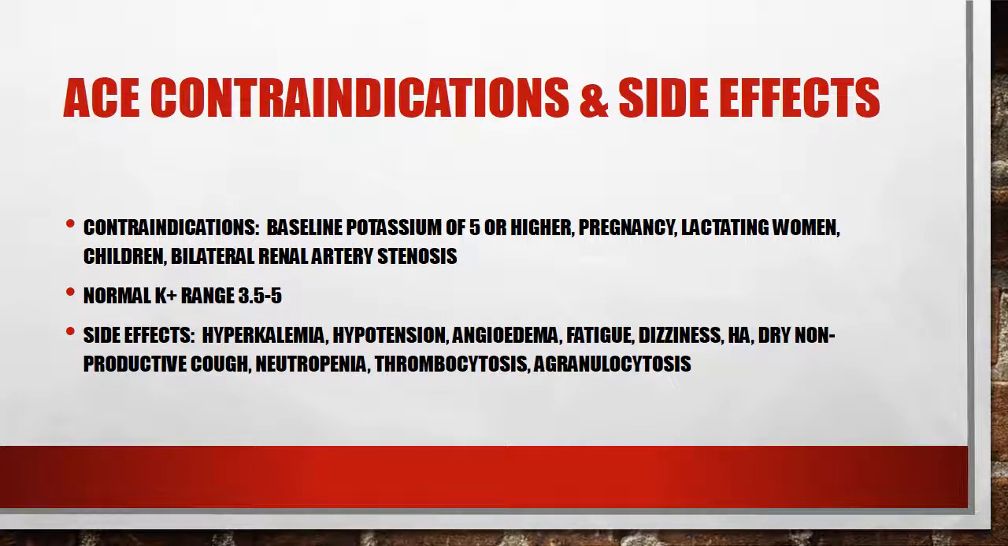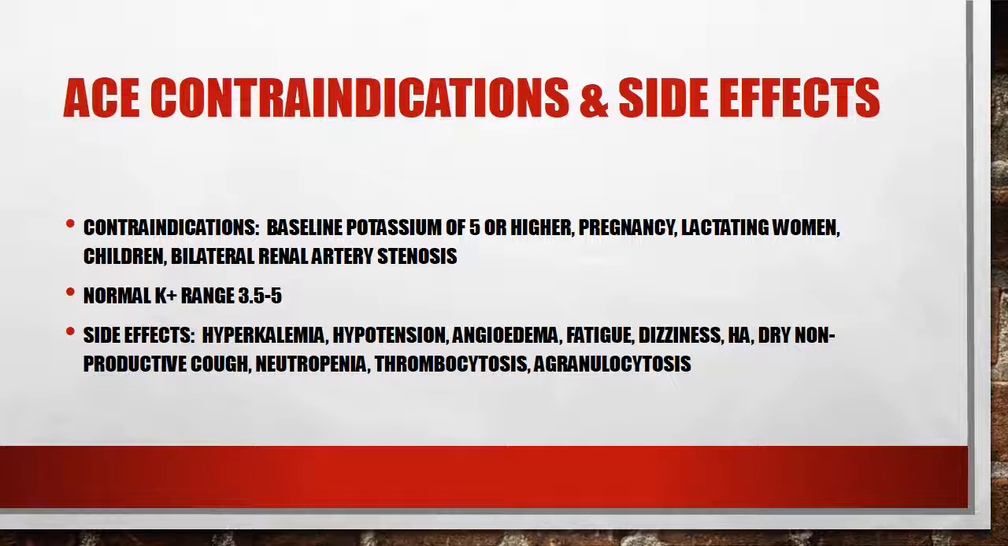So ACE, contraindications and side effects. The big one is that you've got to have a normal potassium, 3.5 to 5. I would expect you to know normal potassium range by now. A contraindication would be a potassium range that's higher than 5. Pregnancy is a contraindication. Lactating women or breastfeeding moms, contraindication. Children, contraindication. Bilateral renal artery stenosis would be a contraindication for ACE.